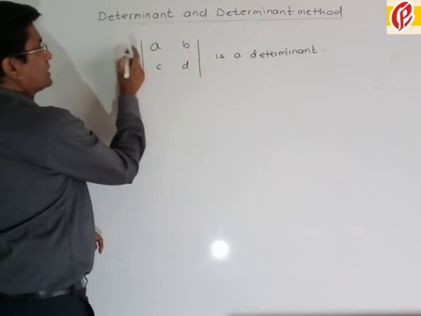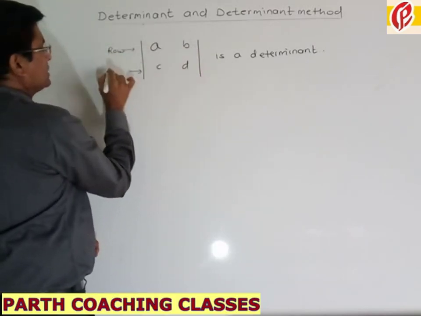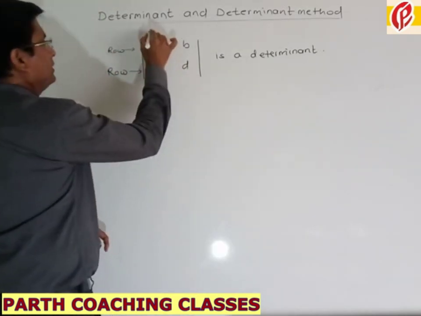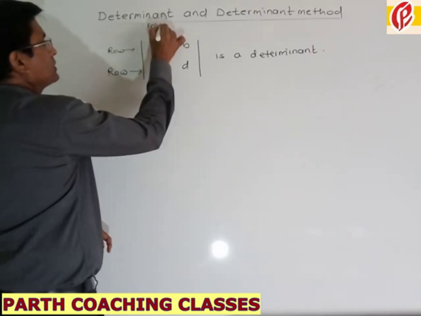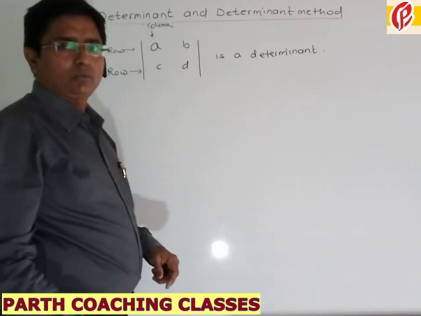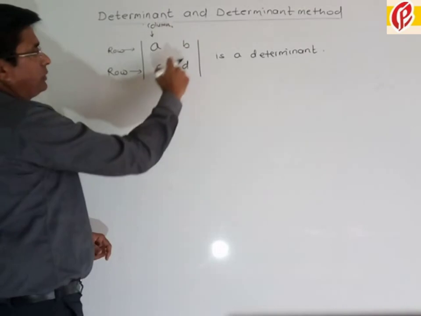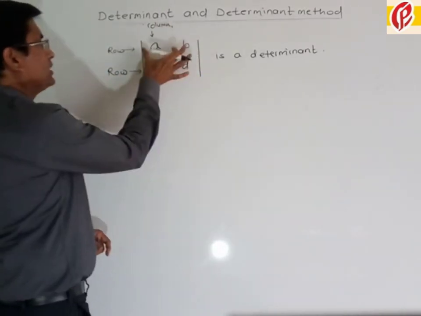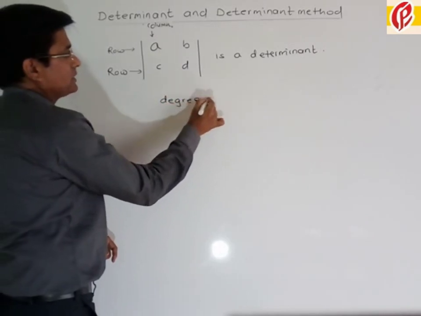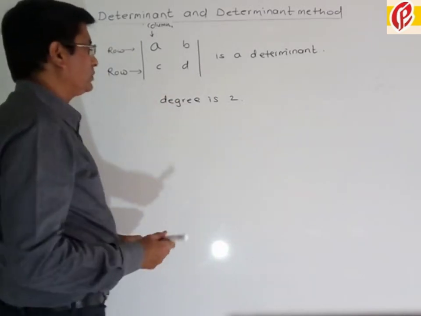The horizontal elements are the rows. This is the first row and this is the second row. And vertical elements are the columns. This is the first column and this is the second column. So each row contains two elements and each column contains two elements, and here two rows and two columns. So the degree of this determinant is 2.